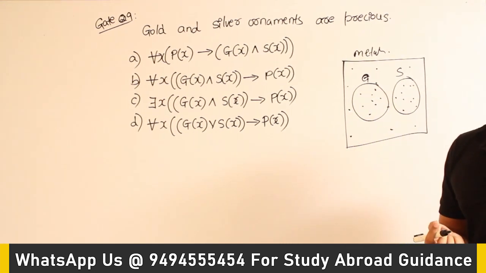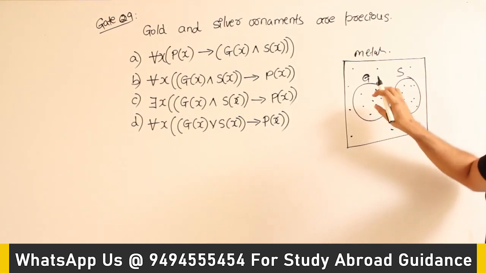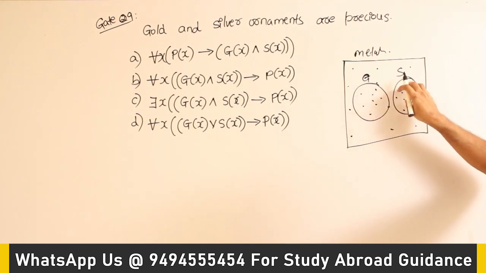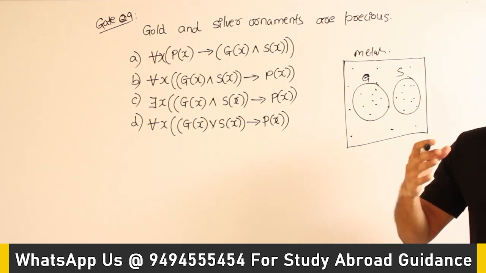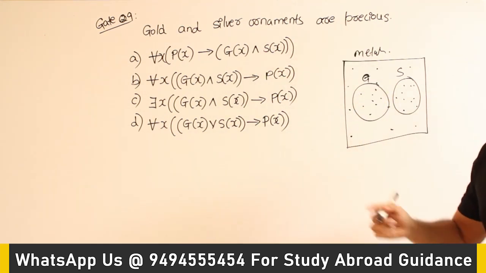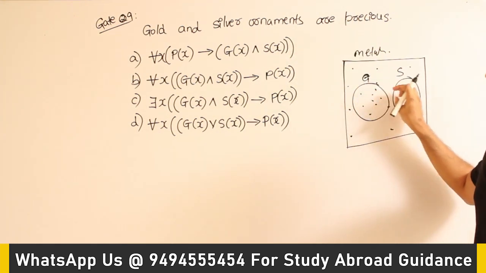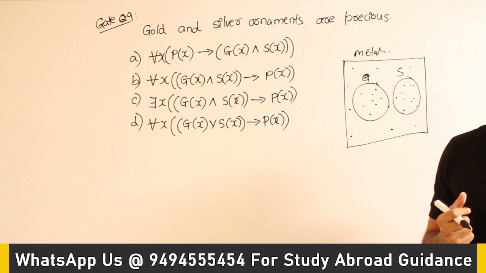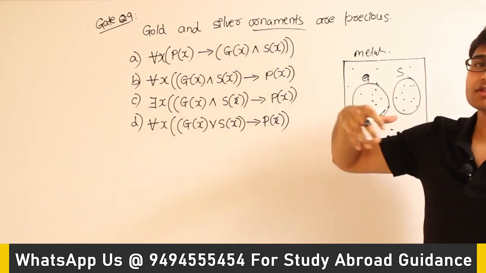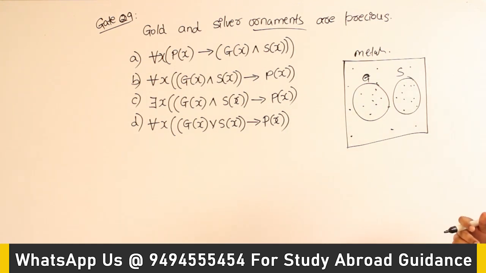Got it? So what we really want to test is, for every gold or for every silver, the metal is supposed to be precious. If it is not precious, then this statement is false. Gold and silver ornaments are precious, which means either a gold ornament or a silver ornament is supposed to be precious. Ornament means something made of that metal, so you can consider it as a metal, normally. Now think about it for some time. How can we solve it?